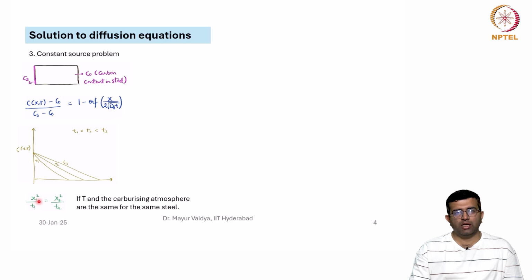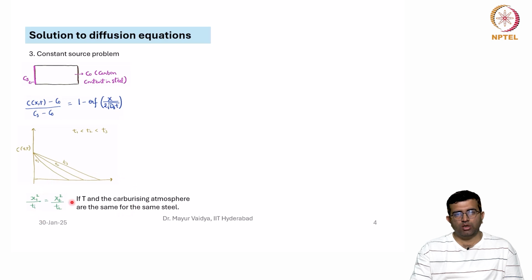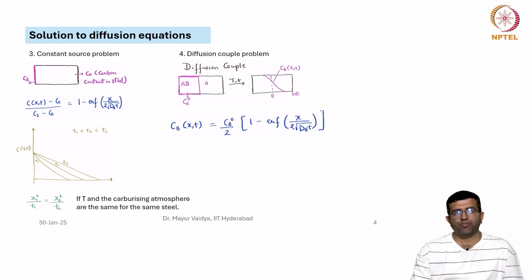We saw that x1 square by t1 is equal to x2 square by t2 if the temperature and the carburizing atmosphere are the same for the same steel. So this is also a useful relation several times in industrial problems.